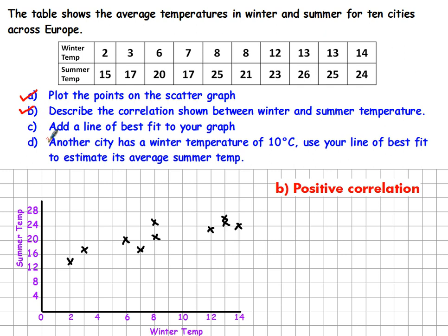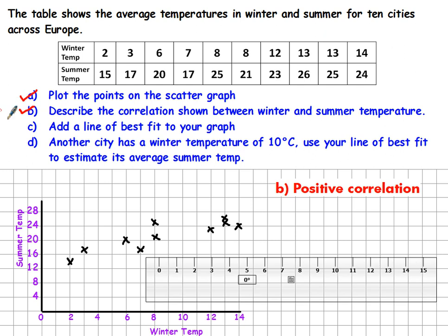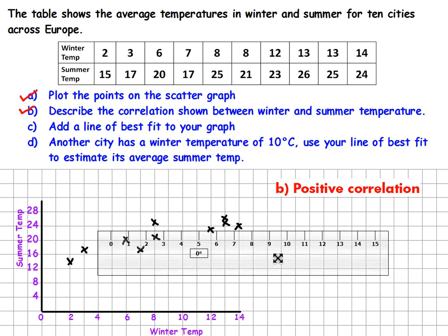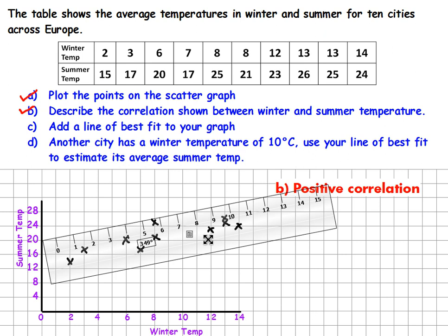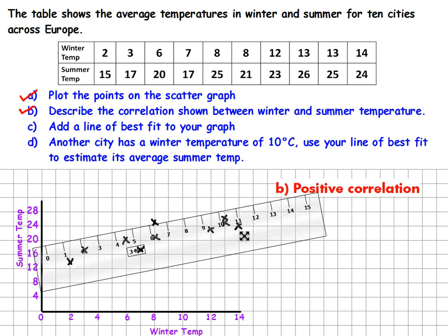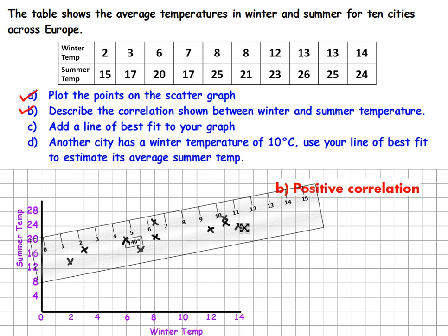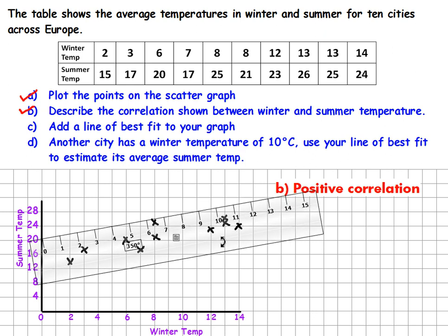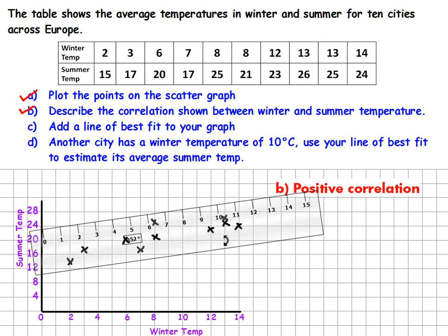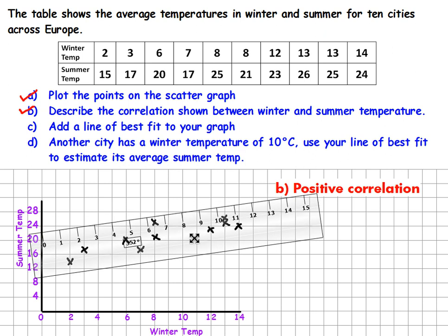Next, add a line of best fit to your graph. Right, for this I'm going to need a ruler. Right, got my nice see-through ruler here. And what I'm going to do is try and line it up so that it's covering most of the points. I know that's going to sound weird, but if you remember, what we're trying to do is cover most of our points in the graph. So something like that. That seems to get most of them within those bounds.